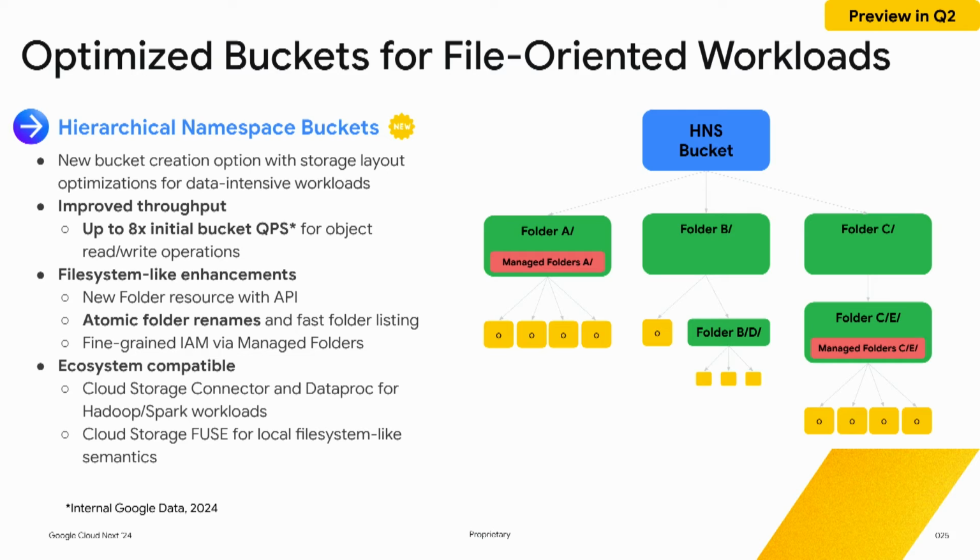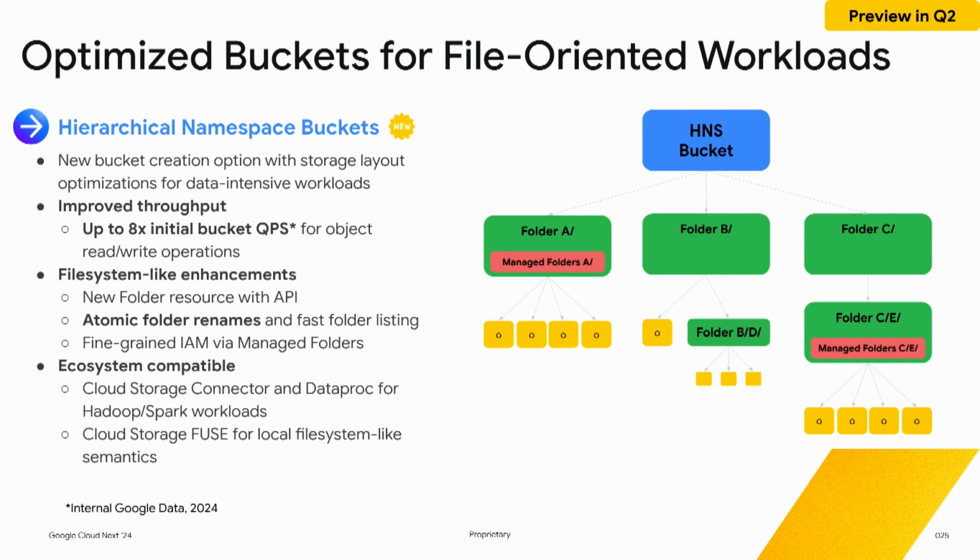And this is really aimed at file-oriented and data-intensive workloads. One example of how this helps is improved throughput. If you use cloud storage today, there's a certain QPS limit that initially starts for reads and writes, and then that limit scales up linearly as your workload ramps up. The storage layout enhancements in HNS buckets allow you to have up to 8x initial bucket QPS for object read and write operations, which means you can get your application started faster and you can get them scaling more quickly.